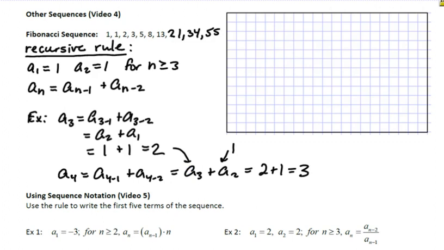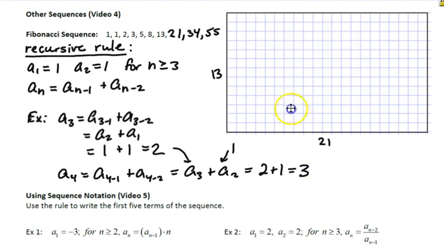So the rule itself is pretty easy for the Fibonacci sequence, but the set of numbers is a pretty amazing set of numbers, and I want to tell you a little bit more about them. I want to start out by looking at this rectangle. This rectangle has a width of 21 and a height of 13, which are two of the Fibonacci numbers.